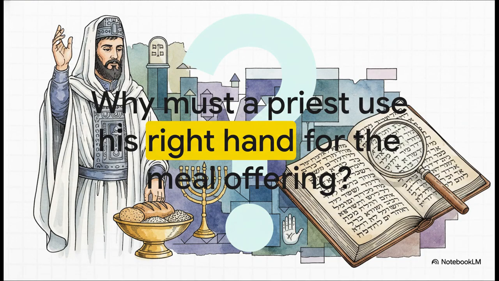So here it is. This is our central mystery. You've got an ancient priest, a sacred ritual, and this one very specific rule. He has to use his right hand. But here's the problem, the thing that stumped scholars for generations. The original text doesn't seem to say that at all. So where on earth did this rule come from?